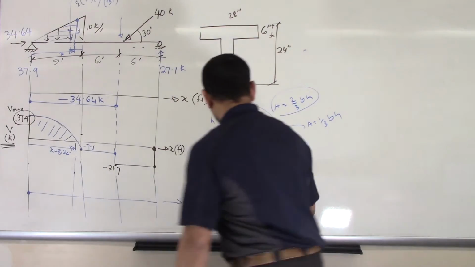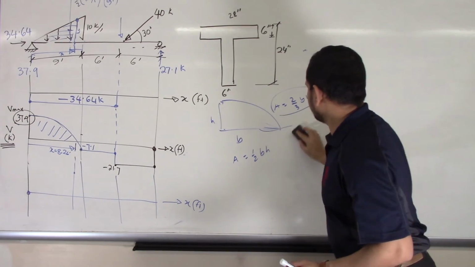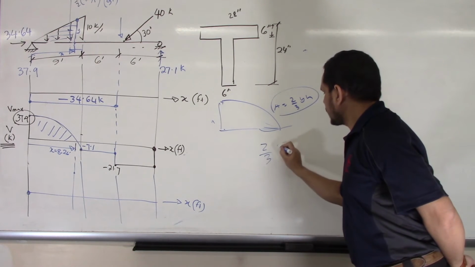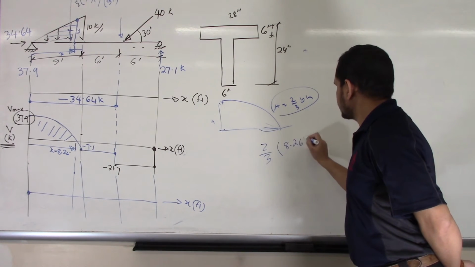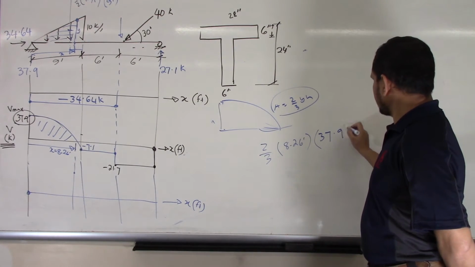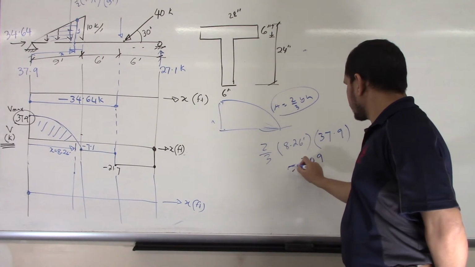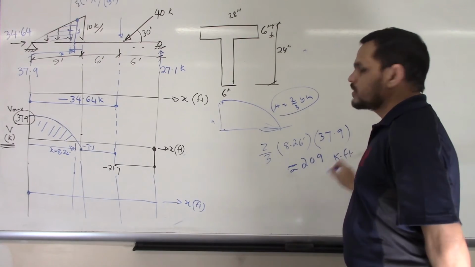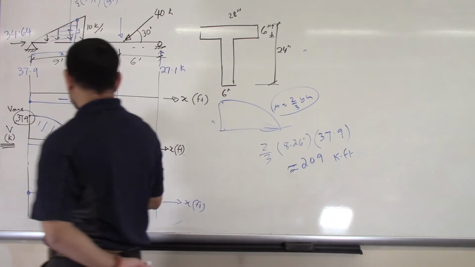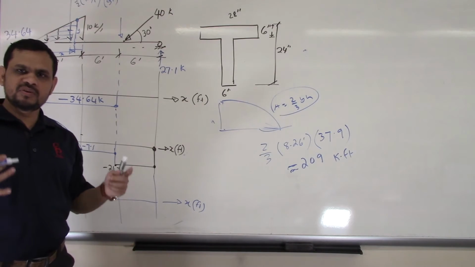So we will use this rule, 2/3 PH. That means 2/3 P means 8.26, and then the height is 37.9. How much I calculated previously? It's roughly 209. Roughly 209. Keep it. We do not need to be so precise here because we have so much safety when we design a beam, and this approximation will give you a very close answer.